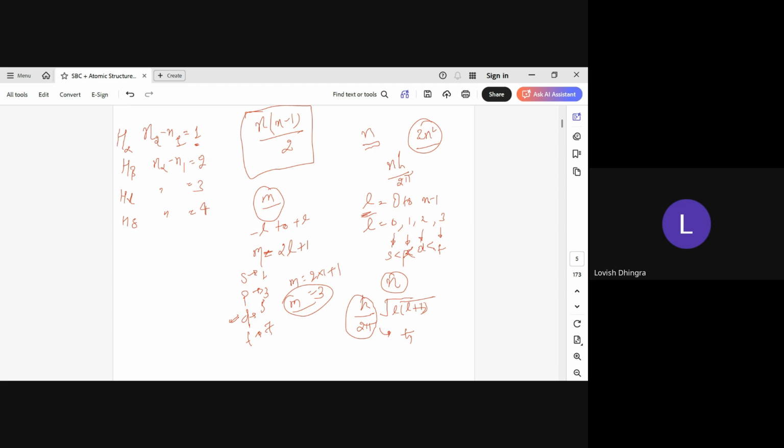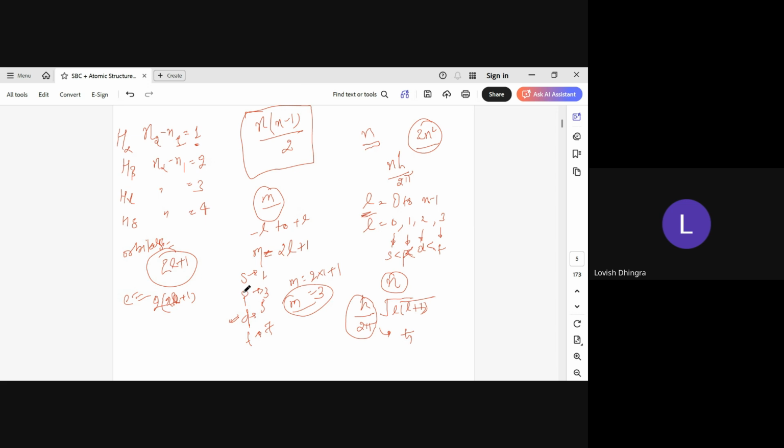Then the number of orbitals in a particular subshell is equal to 2L plus 1. This is the number of orbitals. The number of electrons in that particular subshell is 2 into 2L plus 1.